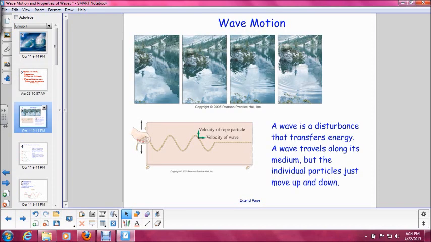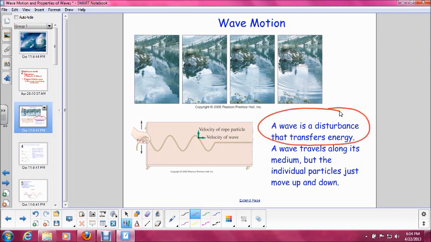Now, what is a wave? A wave is a disturbance that transfers energy. So whether it's moving through a vacuum or moving through a medium, it is transferring energy from one place to another. In a mechanical wave, which is what we're going to talk about today, the wave travels along its medium, whatever it is, but the individual particles just move up and down.